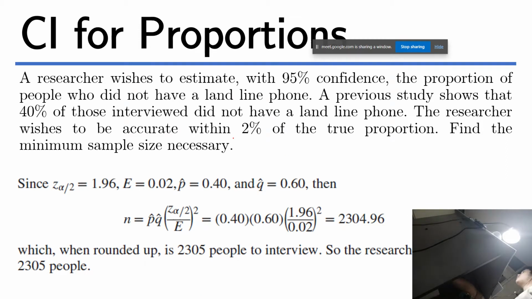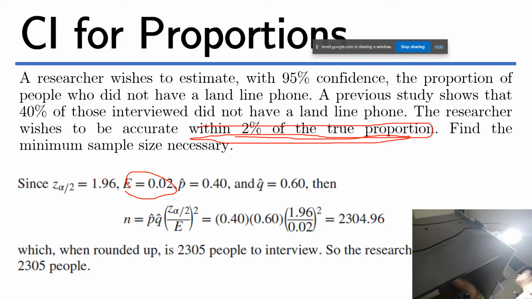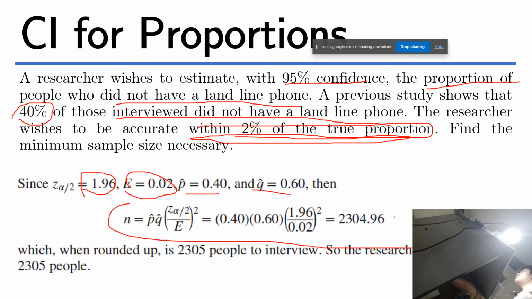Oh. Di ba nakuha natin sa data, within 2% of the true proportion. E, 0.002. Oh, 95% confidence, 1.96. The proportion of people who did not have a landline phone. So, ayan. So, ito yung p-hat natin. Ito na agad. No? Ito na agad. P-hat na yan. 0.40. Q-hat is 0.60 kasi 1 minus p-hat. Substitute the values, you'll get this, 2,305.